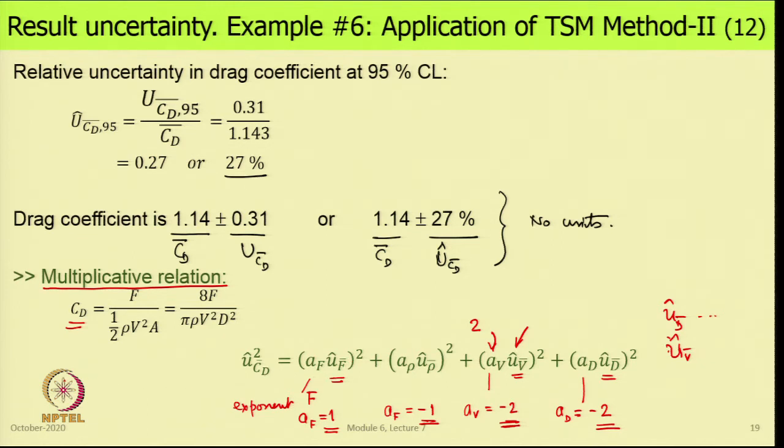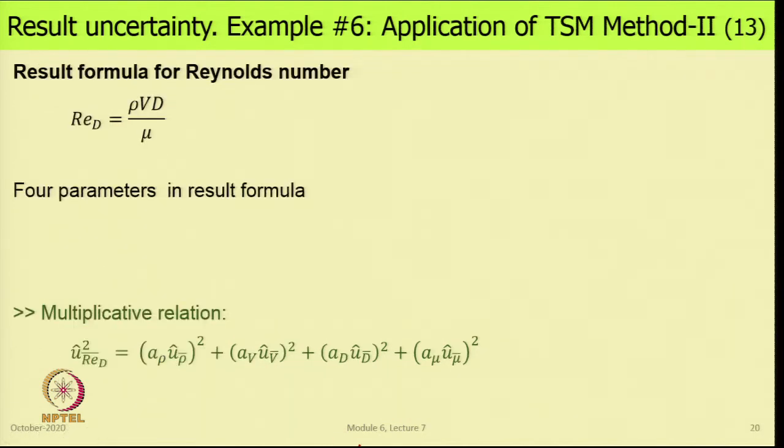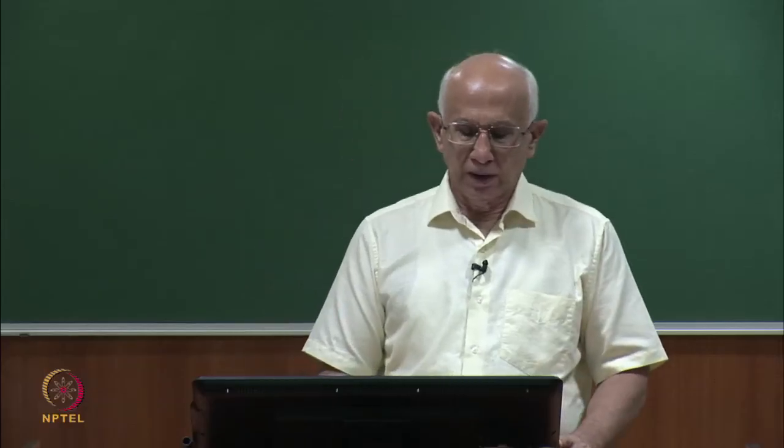Remember the definition of u hat: u hat in any one of these parameters, let us say force, is u f bar upon f bar, the nominal value of the force. So, it is the same relation for all these relative standard uncertainties, and we could have done it because the formula happens to be a multiplicative relation. So, that completes our discussion on the drag coefficient.